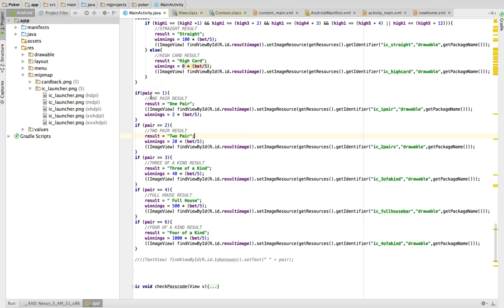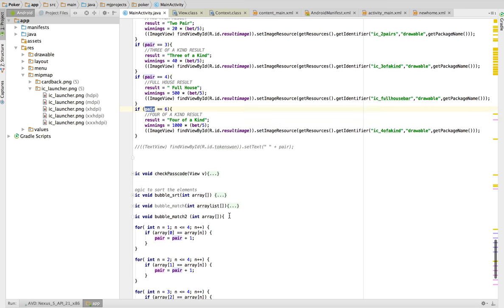What I've done is I said, if I get one pair, it's a one pair. If pair equals two, it's a two pair. If pair equals three, it's three of a kind. If pair equals four, it's a full house. And if I get pair equals six, it's four of a kind. So what do we mean by this pair value?